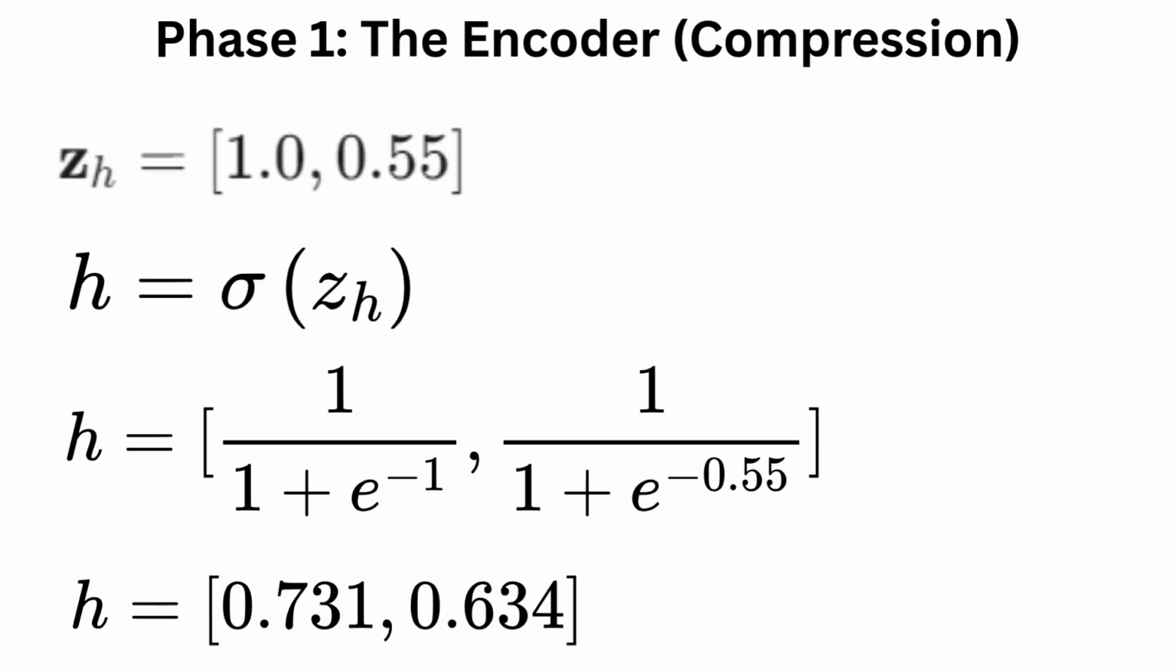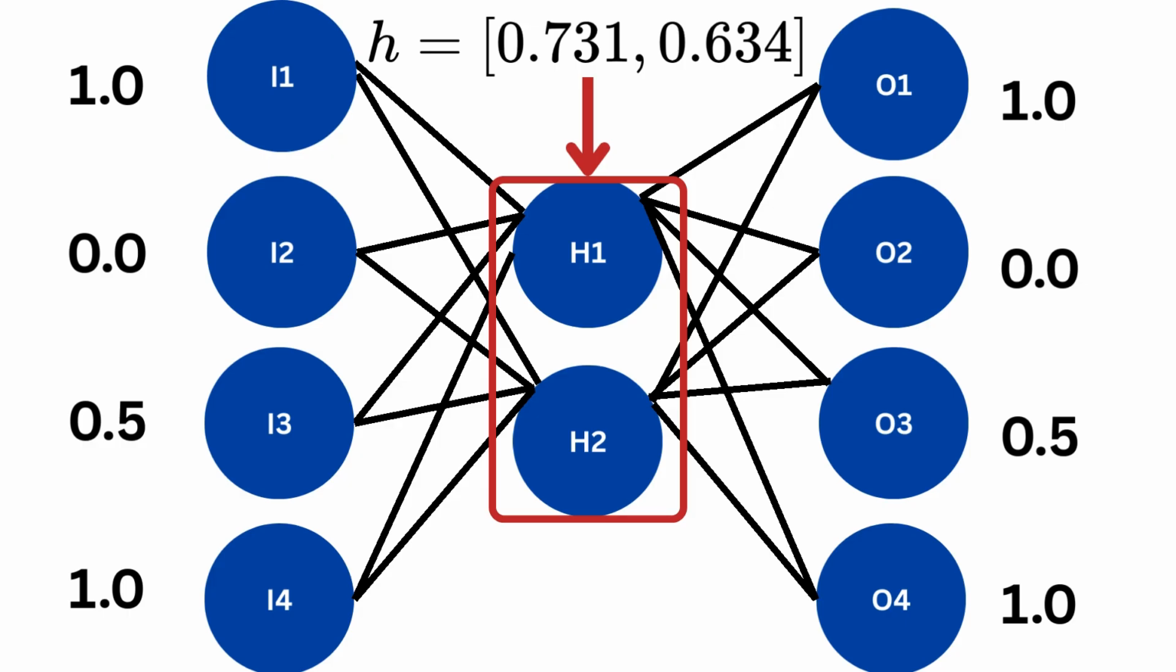Now we will pass this Z to a sigmoid function. Sigmoid is 1 by 1 plus e raised to power minus Z. In place of Z, we will put the values 1 and 0.55. Now we get the H, which is 0.73 and 0.63. This H is our hidden compressed representation that will become input for the output layer.